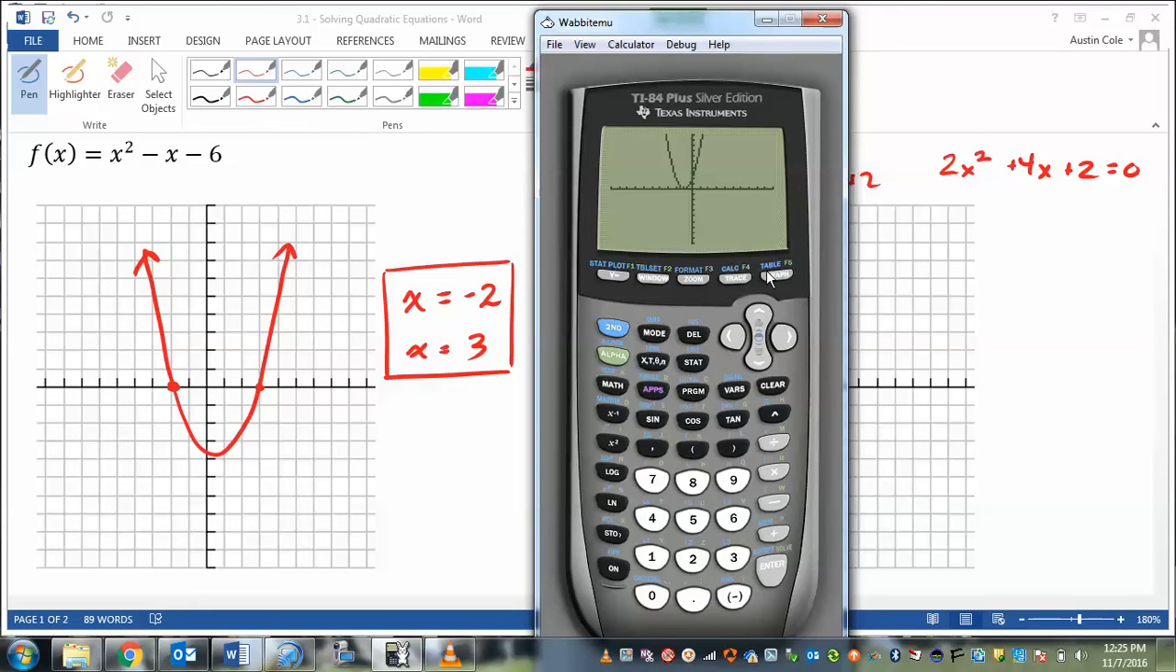So you guys, what does it look like? What's that, Marcus? Okay, you're talking about your table? Let's look at our table, guys. We're looking for where the y is 0, and where is that? That's at -1.